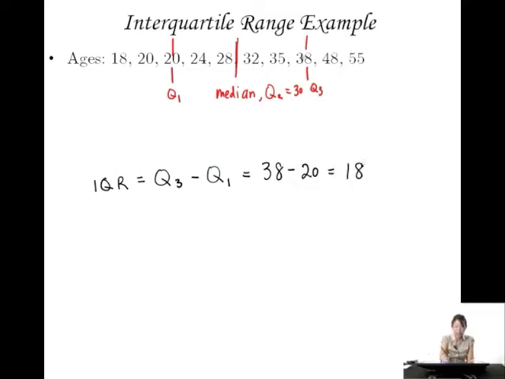So here we could just sort of draw that distance of 18. So in that distance, 50% of our numbers fall in there, between 20 and 38.